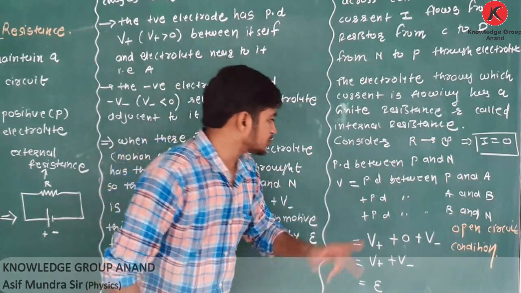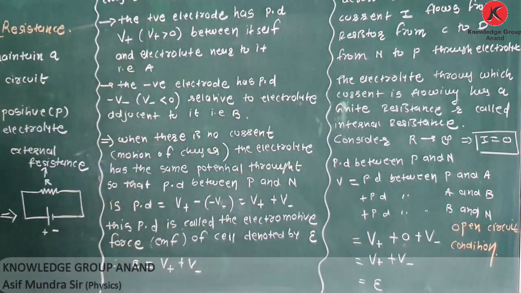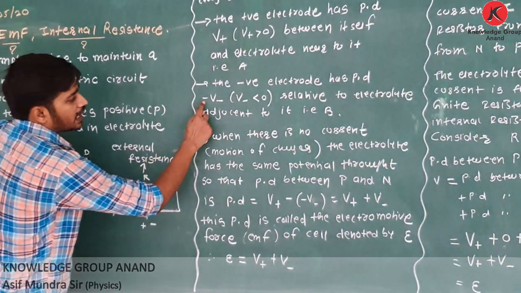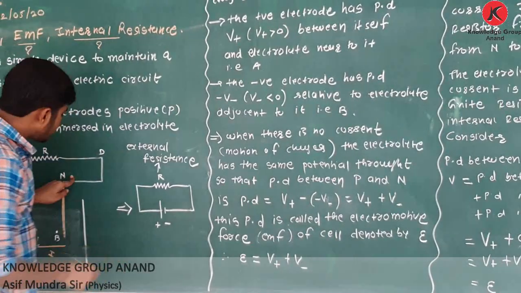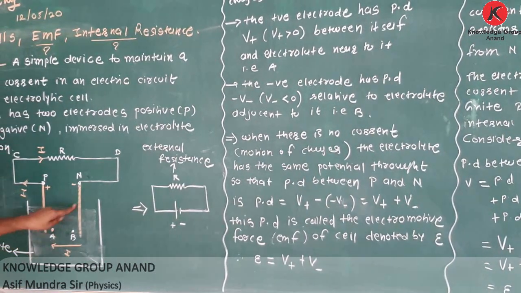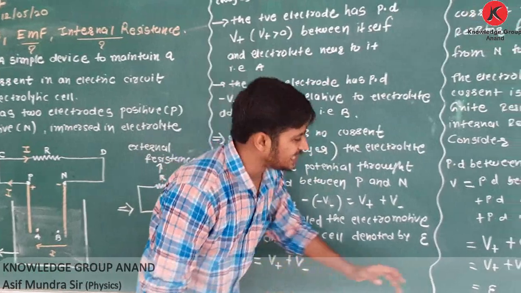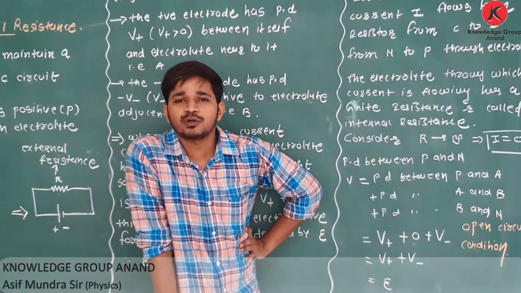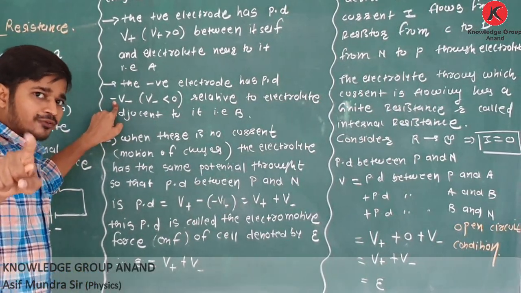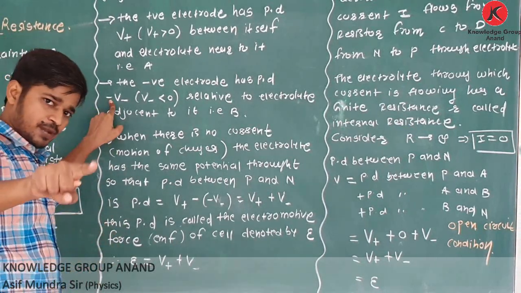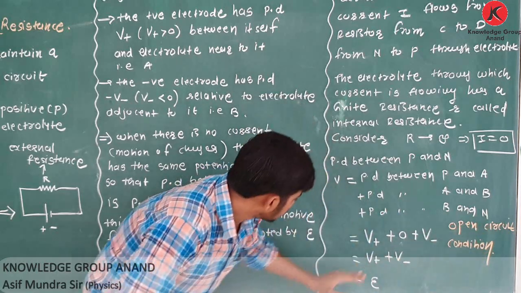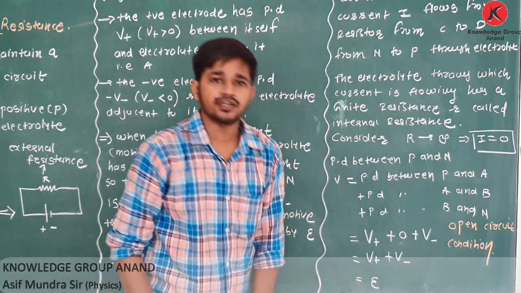Now what is the potential difference between B and N? See, this minus V is the potential of the negative electrode with respect to B. Here we have to find the potential of B with respect to N, so it will be its opposite. The minus sign means it is the potential of N with respect to B, that is potential difference between N and B. But here it is the potential difference between B and N, so it is plus V minus. So it is V plus plus V minus, and that is equal to the EMF.